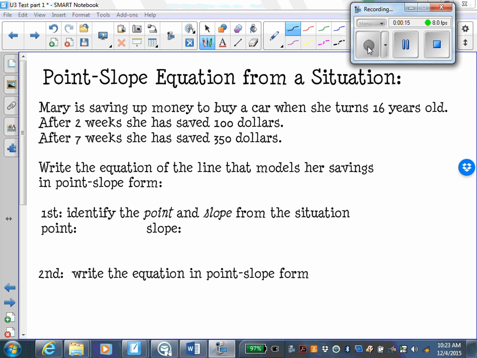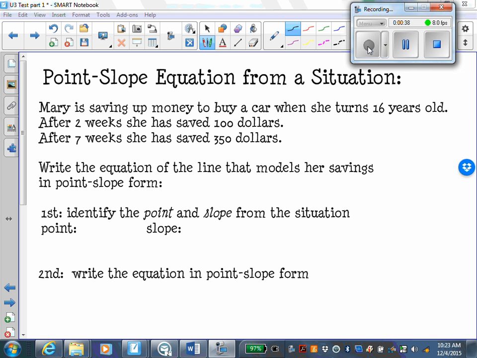Mary is saving up money to buy a car when she turns 16 years old. After 2 weeks, she has saved $100. After 7 weeks, she has saved $350. Write the equation of the line that models her savings in point-slope form. Okay, so there's some directions on here. It says first, identify the point and slope from the situation.